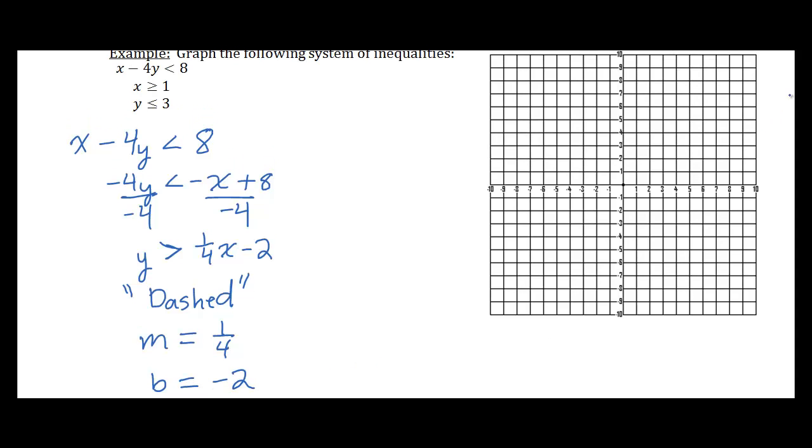So if I go to my graph, y-intercept of negative 2, draw my point, and my slope is 1/4. So I'm going to go up 1 and to the right 4. Up 1 and to the right 4. And make sure that I make my line dashed.